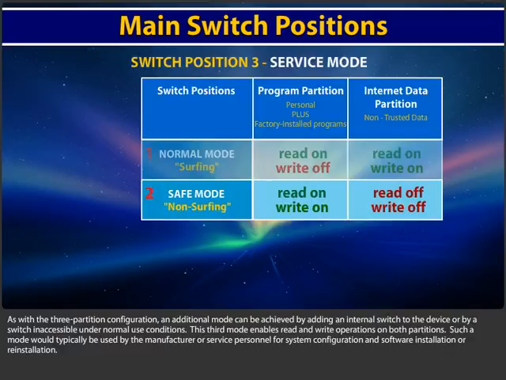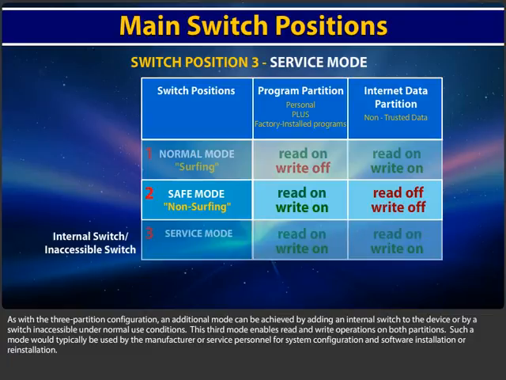As with the previous configuration of the main switch for mobile phones, which can assume 3 positions, an additional position can be achieved by adding an internal switch to a mobile phone by adding a switch inaccessible under normal use conditions. This third mode will enable reading and writing operations on both partitions. Such a mode would typically be used by the manufacturer or service personnel for system configuration and software installation or reinstallation.